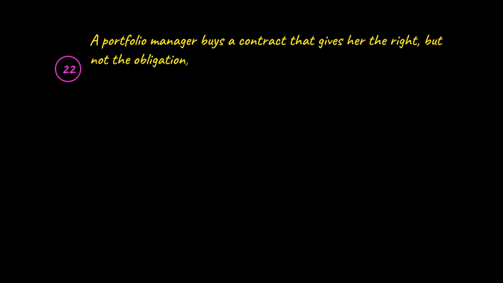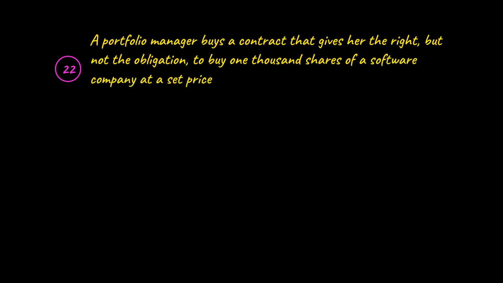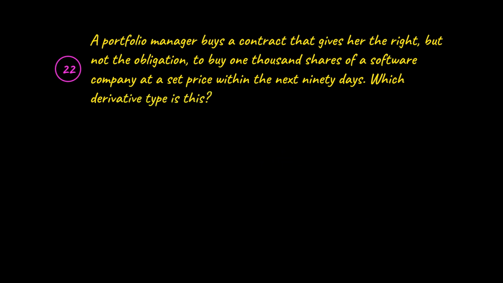Question 22. A portfolio manager buys a contract that gives her the right, but not the obligation, to buy 1,000 shares of a software company at a set price within the next 90 days. Which derivative type is this?